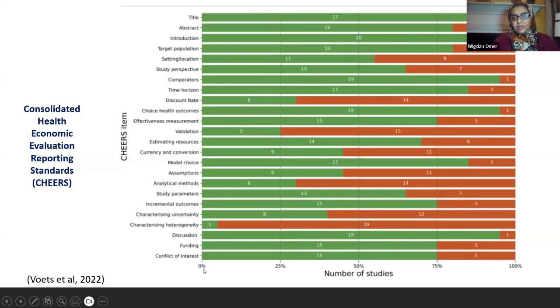On average, the study scored 66% on CHEERS, and the most lacking item was characterizing heterogeneity, and analytical methods were not as useful or as accurate as they should be.